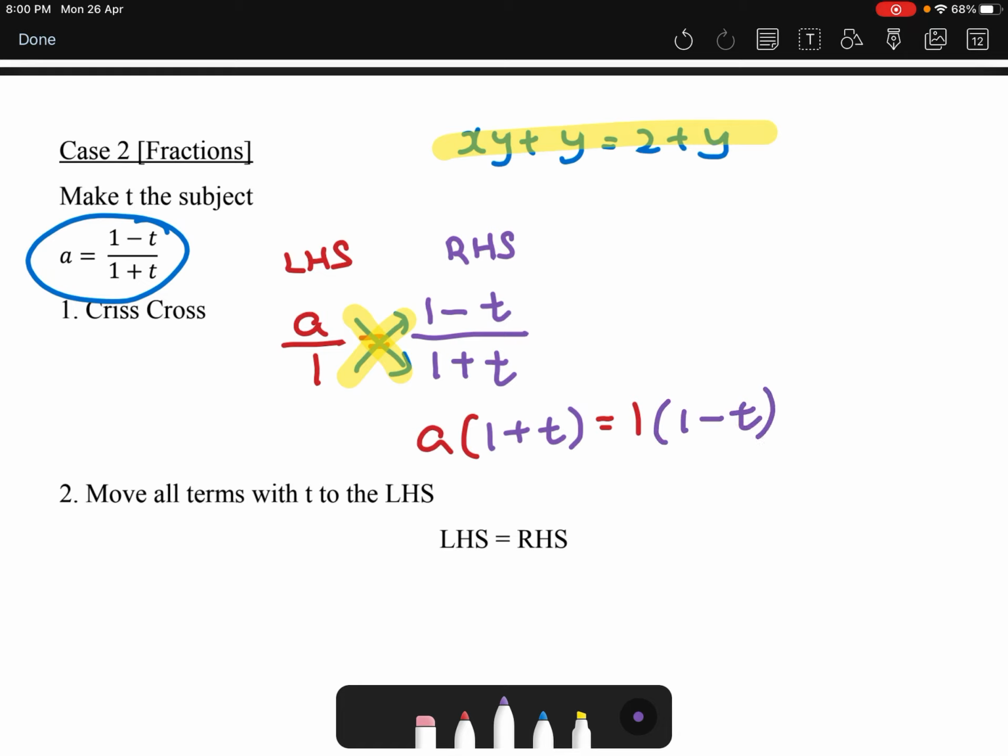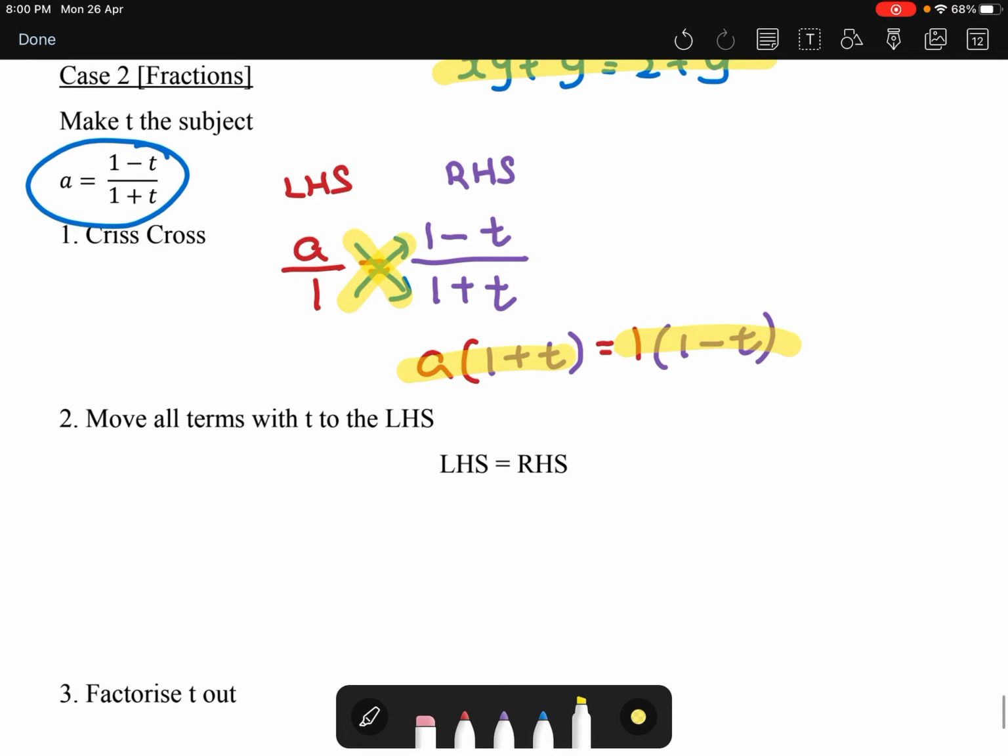Now we have completed the first step. Notice that now it is a very beautiful equation, no fraction, one straight line. Second, I want to move all my terms with t to the left hand side because I want to make t the subject, so it must be located at the left hand side.